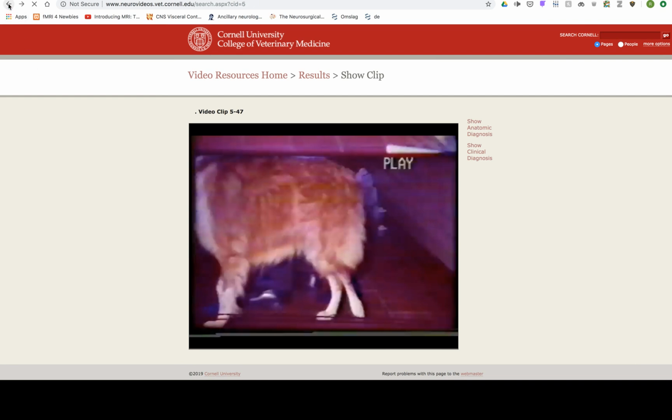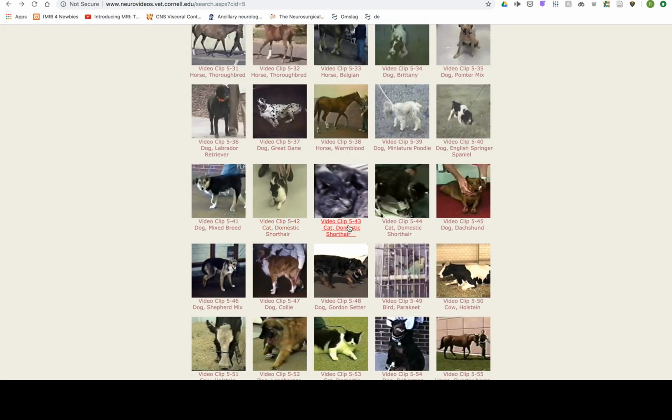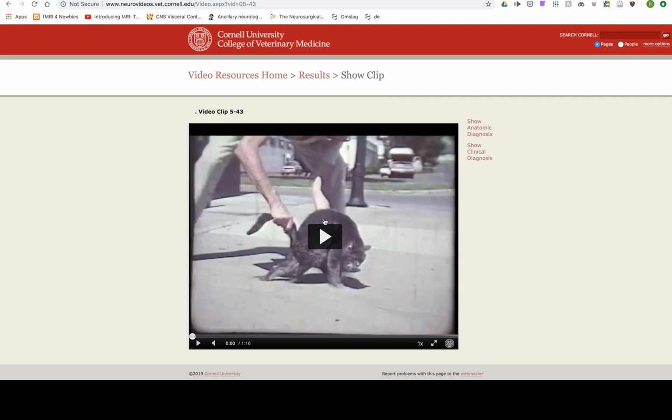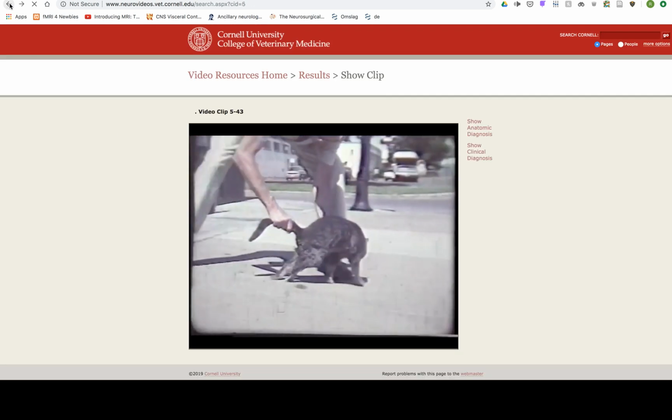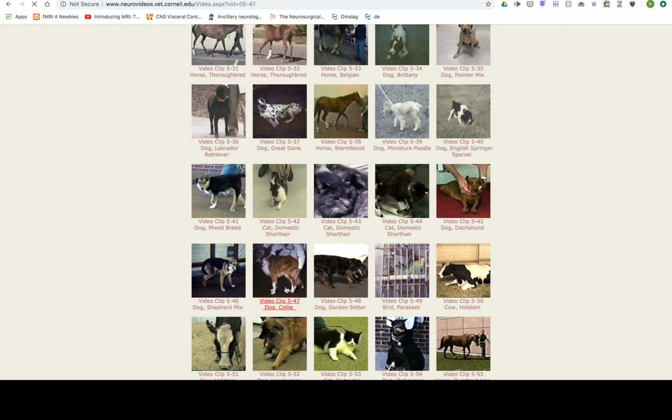Video 5-47 shows Keen, a 1-year-old collie that had been struck by a car 1 week earlier and had suffered a fracture of the left pubis, ischium, and body of the ilium. Figure 5-63. The fracture and displacement of the ilium injured the sciatic and obturator nerves.